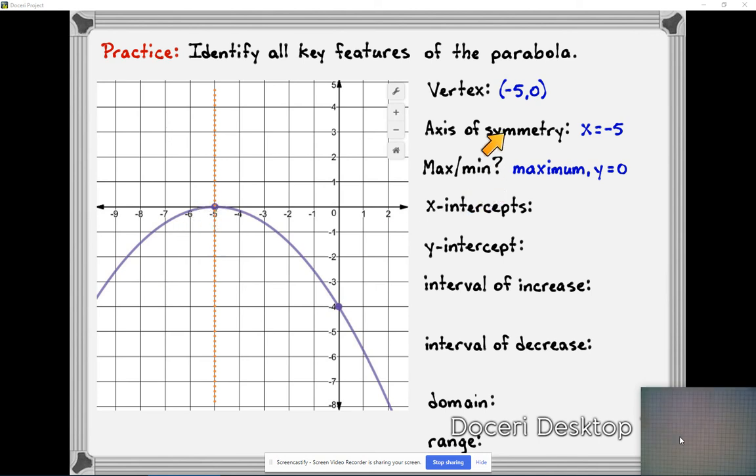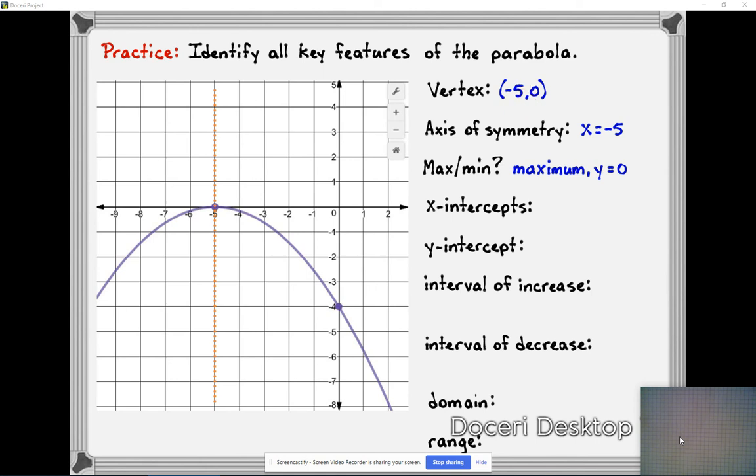Remember, the axis of symmetry and the max or min are both part of the vertex. So you don't even really have to look at the graph. If I give you the vertex is -5, 0, then the axis of symmetry is x equals -5, and the max or the min is y equals 0.